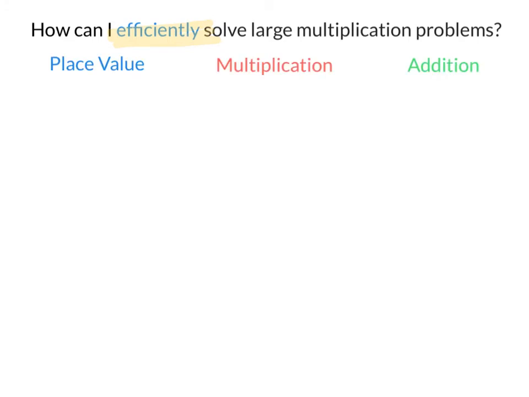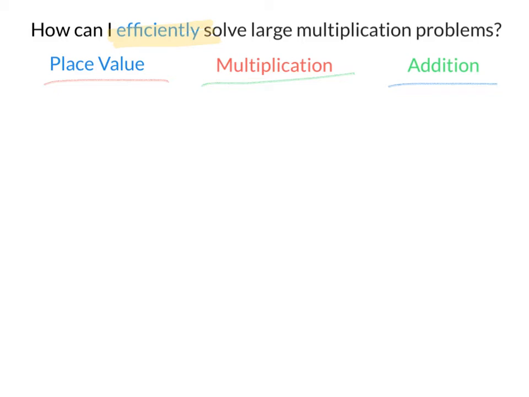The good news is that there are tricks for doing huge multiplication problems like that, but in order for them to work, you have to be really good at place value, you have to be really good at multiplication, and you have to be really good at addition. If you can do those three things, you can solve any multiplication problem in the whole world.